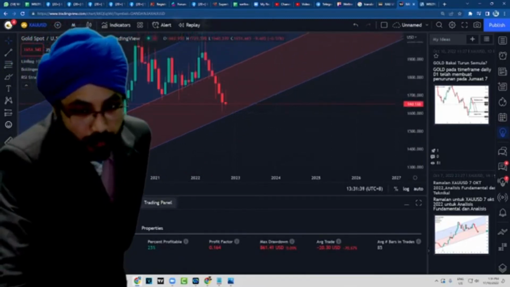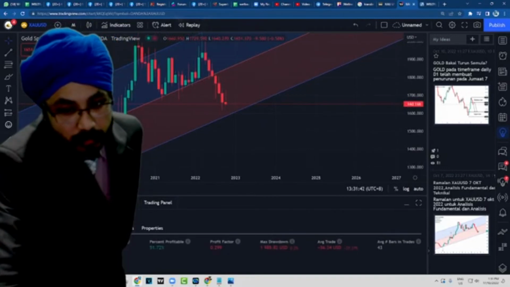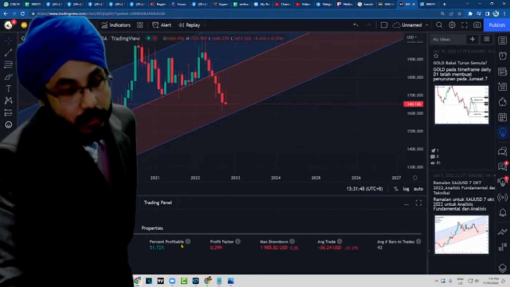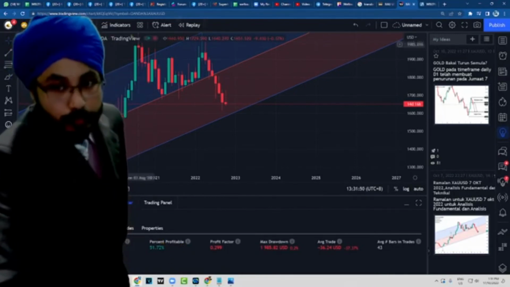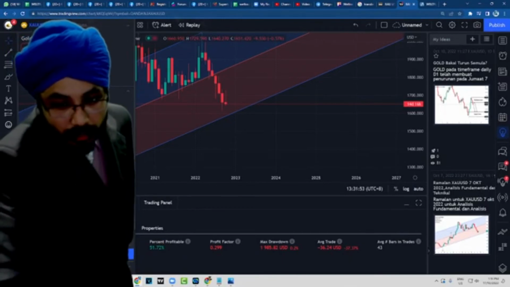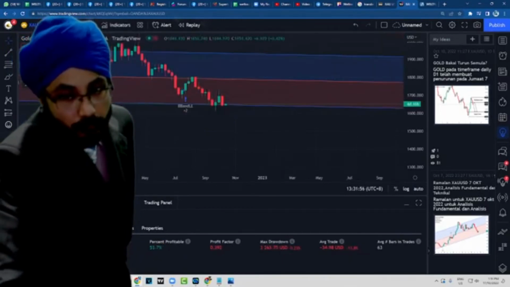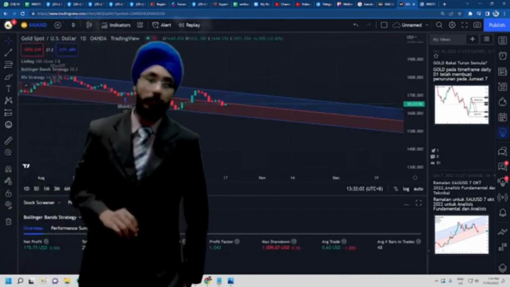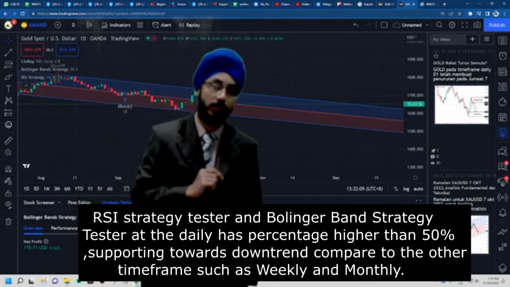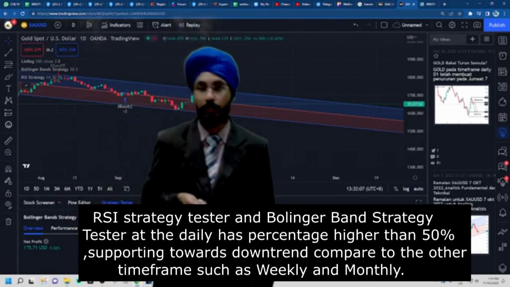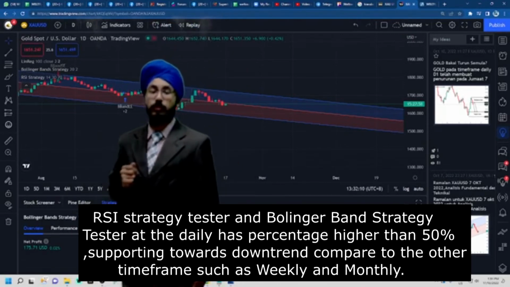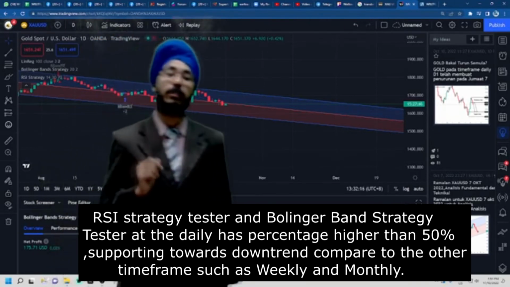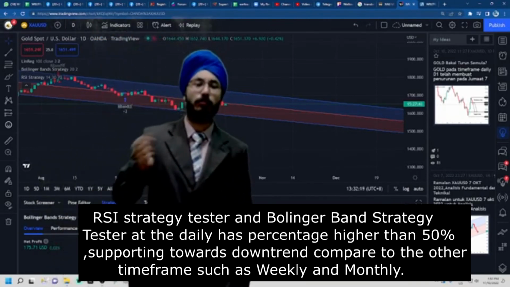Alright, so what I would do is go to my Bollinger Band strategy to check. In my Bollinger Band strategy tester, for the monthly I can see that it's 51.72, and for my weekly it is about 53.7, and for my daily it is 62.59. The most important thing is that we have to get our RSI and also our Bollinger Band strategy tester to be above 50%. So in case we look at here, we can see that our daily is much more stable compared to the other two time frames that we look at.